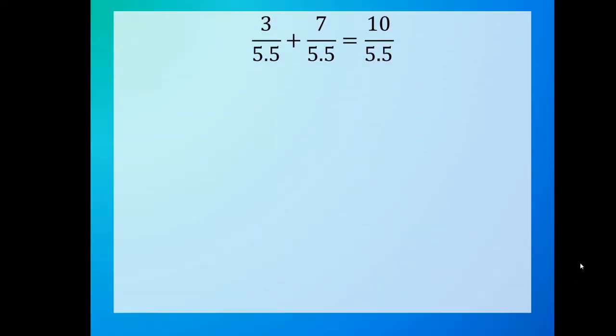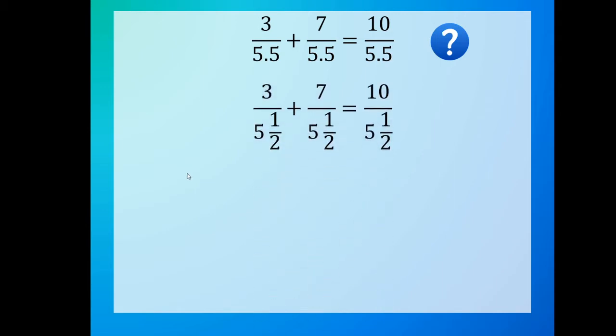I would like to show that we can know that 3 over 5.5 plus 7 over 5.5 is equal to 10 over 5.5, but without using a model. We do not know that this is true yet. First of all, let's substitute the 5.5 for 5 1/2. Exchange the decimal for the mixed fraction.